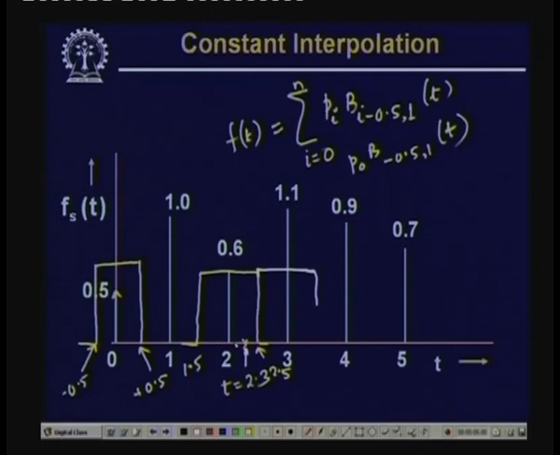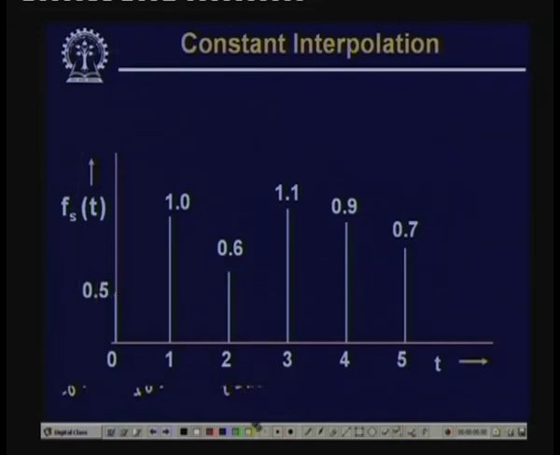So, at t equal to 2.3, if I expand this, I will have a single term which is equal to P 2 into B 1.51 t, where t is equal to 2.3, and the same will be applicable for any value of t in the range t equal to 1.5 to t equal to 2.5. So, I can say that using this formulation, what I am getting is the interpolation something like this.